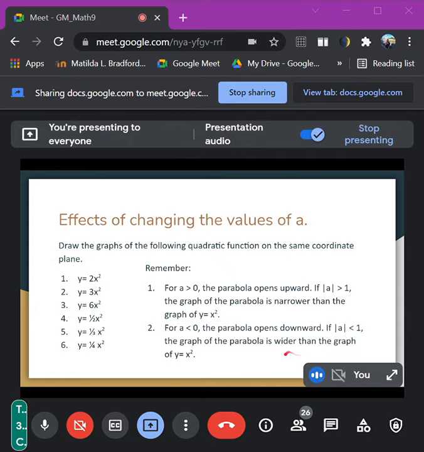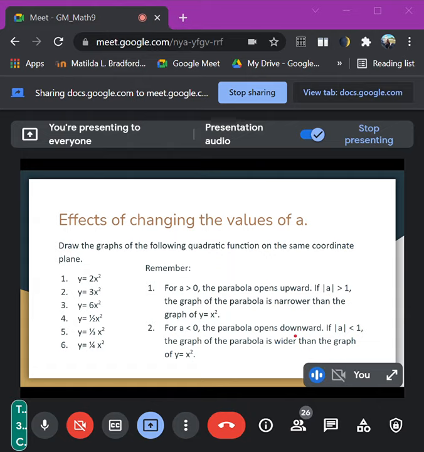Well, on the other hand, if for a is less than 0, the parabola opens downward. Or meaning to say, if negative imong number, your parabola opens downward. And then if your absolute value of a is less than 1, the graph of the parabola is wider than the graph of y is equals to x squared. So, meaning to say, mas gamay pa sa 1, like mga fractions na, that's the time, wider iyahang graph.